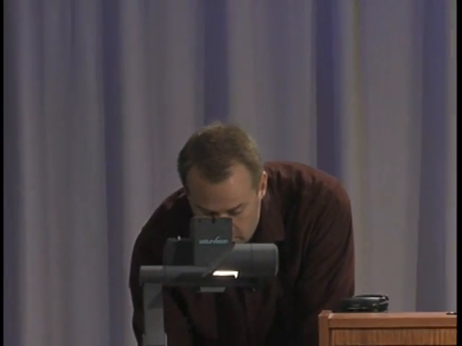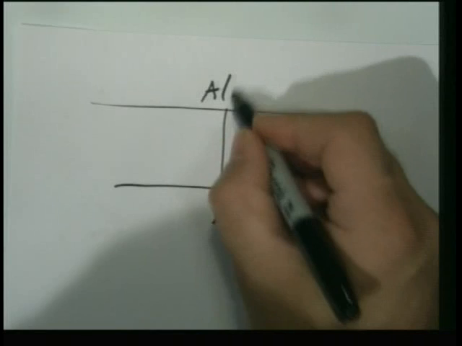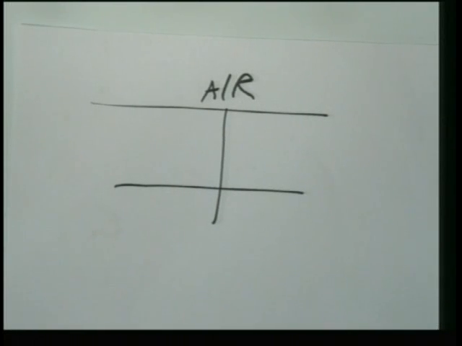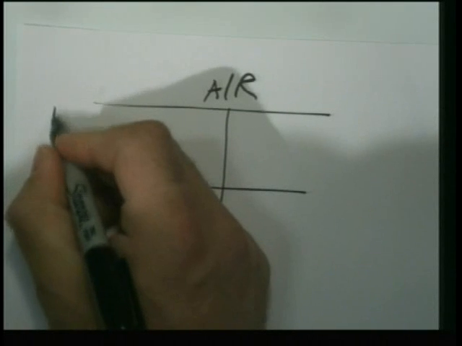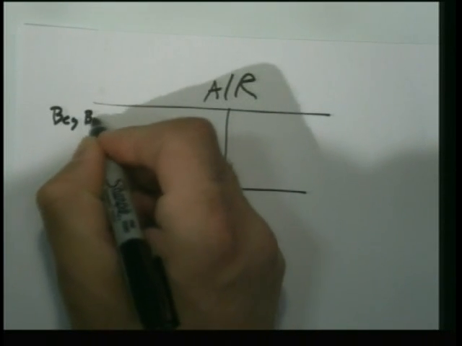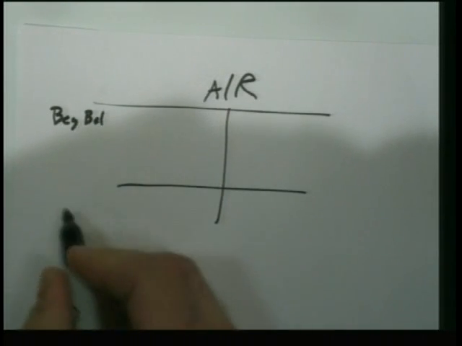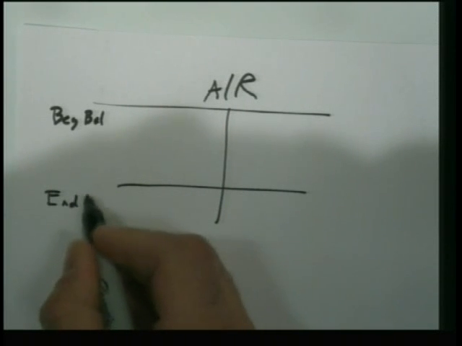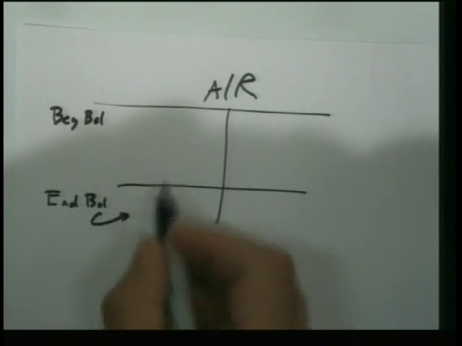Okay, so what account are we dealing with here? Accounts receivable. Now, is accounts receivable a debit or credit balance account? Debit. It's another debit one. So the beginning balance would show here, and the ending balance would show here. Is that correct?